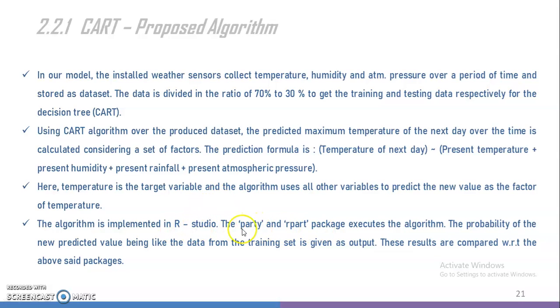There are two packages for the decision tree CART algorithm, which are PARTY and RPART, and the probability of the new predicted value is given as output, like what will be the probability of different temperatures at a certain place in the upcoming days. The results are compared between these two packages, and we came to the conclusion that PARTY is way better than RPART, which we will discuss in the coming results part.